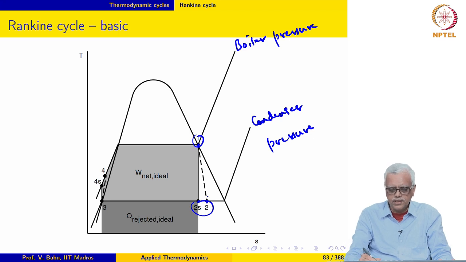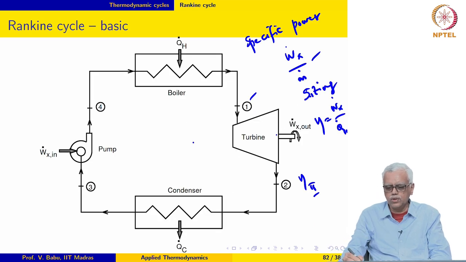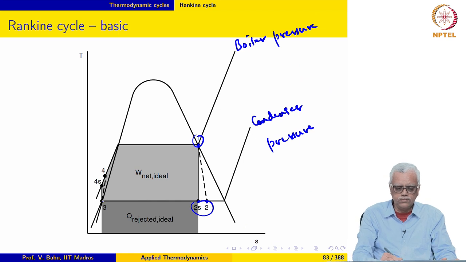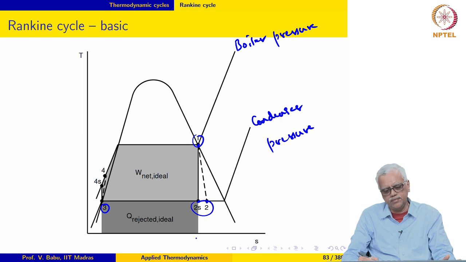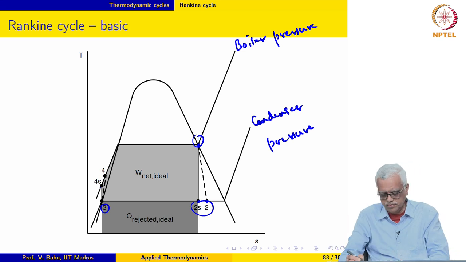Either way, we reach the condenser pressure, and if the water is a saturated vapor at entry to the turbine, then 2S and 2 both will be in the saturated mixture region. From here, heat rejection takes place in the condenser. 2 to 3 is heat rejection in the condenser. So, 1 to 2 or 1 to 2S is expansion in the turbine, and 2 to 3 is heat rejection in the condenser. And then the water, which is now a saturated liquid as it leaves the condenser, is pumped to the boiler pressure by means of a pump.